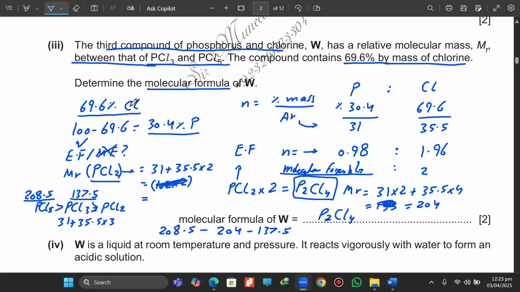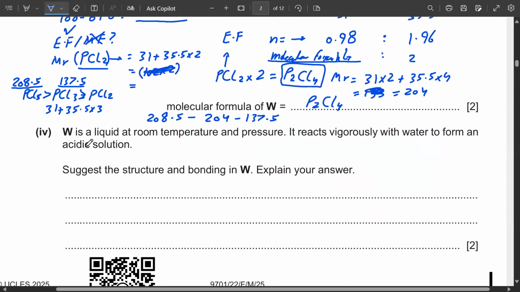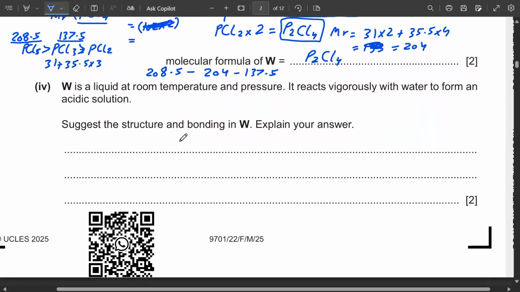Now, next question, part 4. W is a liquid at room temperature and pressure. It reacts vigorously with water to form an acidic solution. Suggest the structure and bonding in W. Explain your answer. All right, so if it is a liquid at room temperature, it means it will be a simple structure. By noting its melting point, which is around room temperature, it will be considered to be a simple molecular structure.